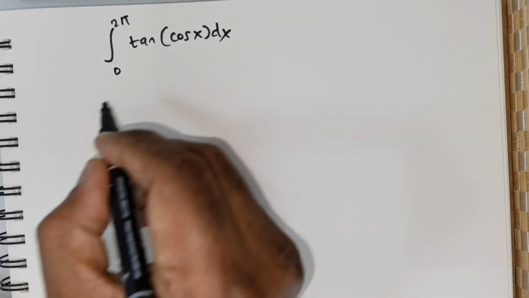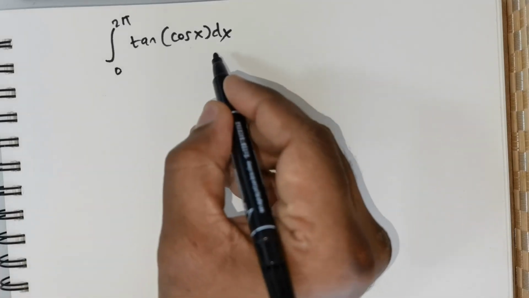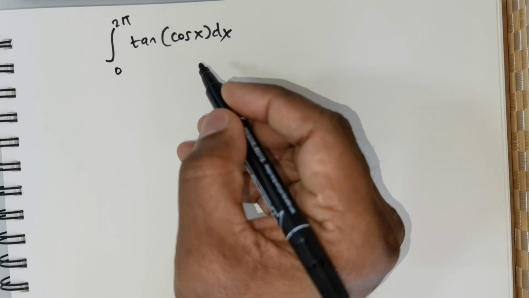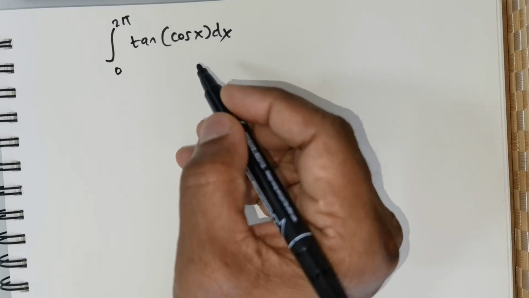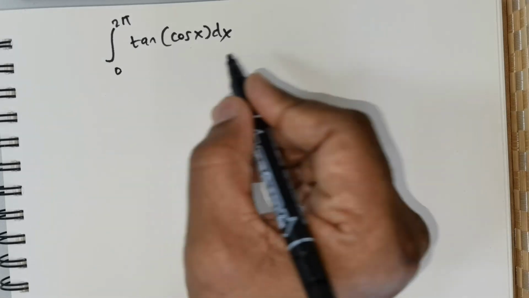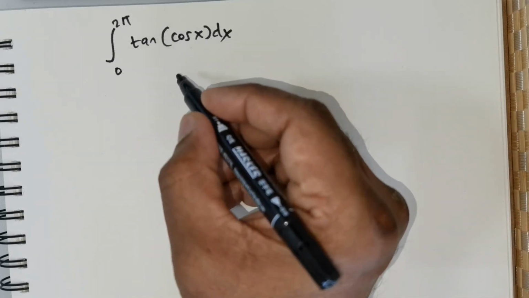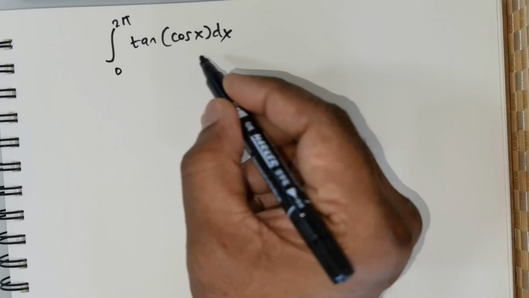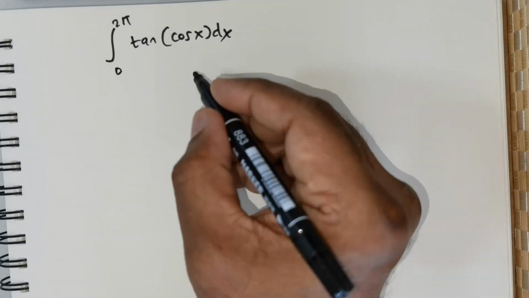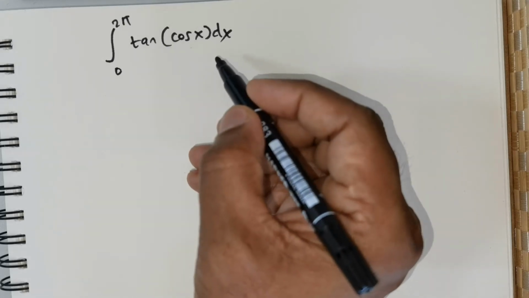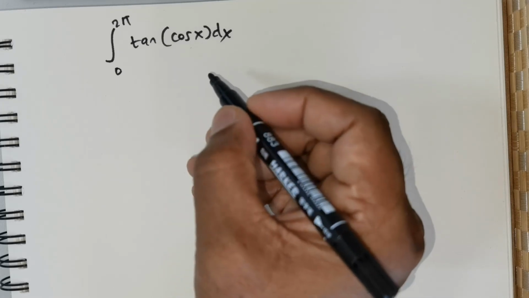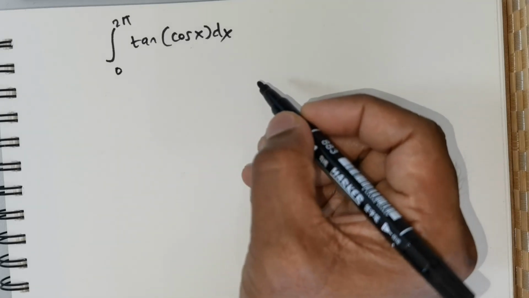How to integrate the integral from 0 to 2 pi of tan of cos x times dx. Questions like these keep occurring in scholarship exams, competitive exams, and various other entrance exams. So I will be embarking on a quest to solve questions of this nature, so that the people who are watching this can benefit from this immensely.